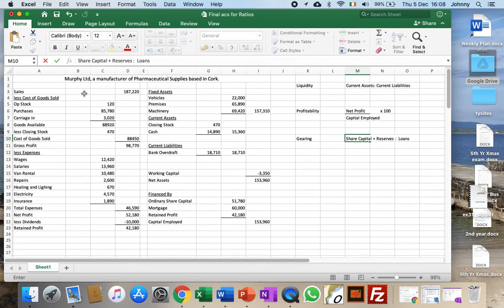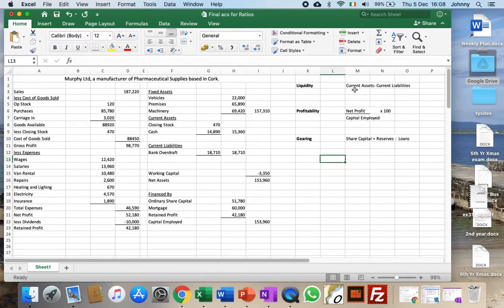Here for Murphy, we have the three headings: liquidity, profitability and gearing. So I'm just going to highlight those. Liquidity basically tells me, am I good at paying my debts? Profitability: am I making enough profit from the money put into the business, or should I think of taking my money out of the business? And gearing: are we being a bit too risky in the long term by borrowing too much money? Is more of the money coming in from shareholders, which would be a safer thing to do?